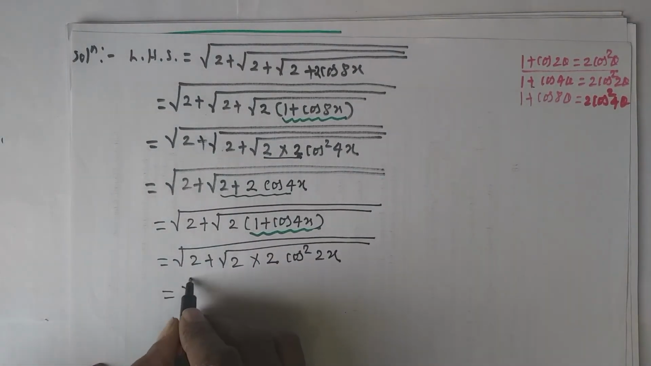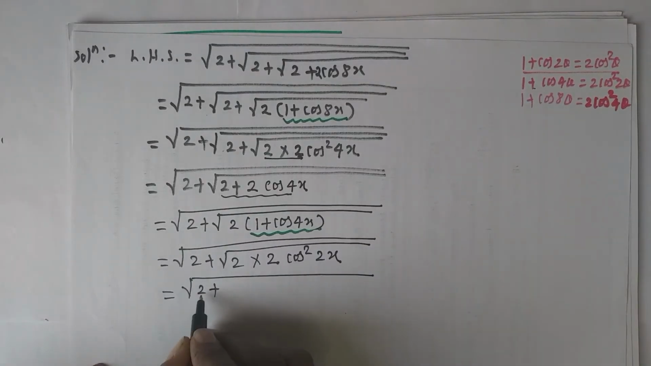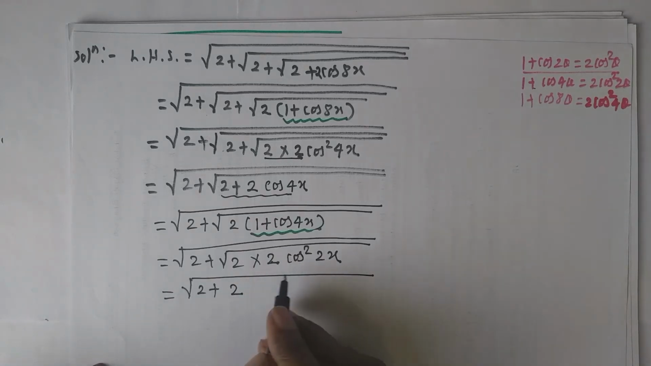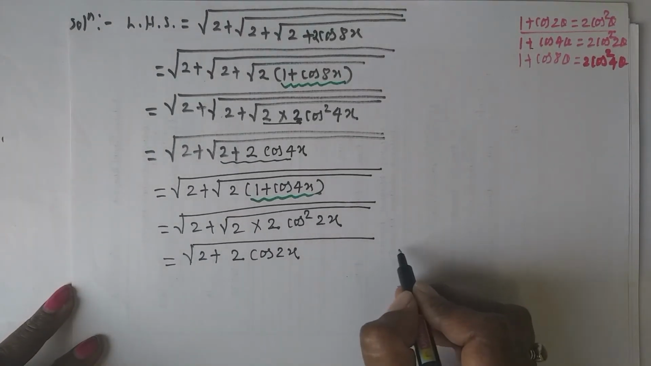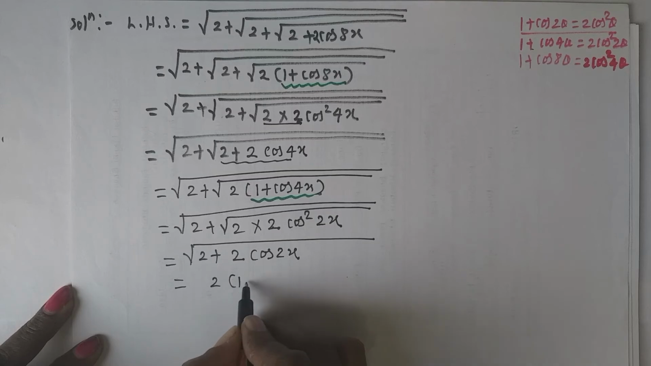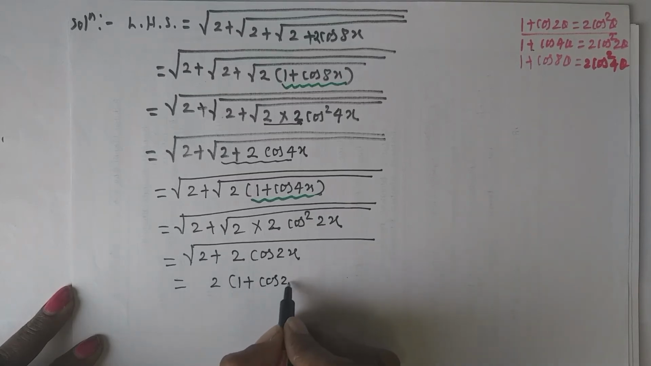Okay. Now again you write down this root 2 plus, now take the square root. 2 into 2 is 4, its square root will be 2, and the square root of cos square 2x will be simply cos 2x. Now from these terms I am taking 2 common. In the bracket there remains 1 plus cos 2x.